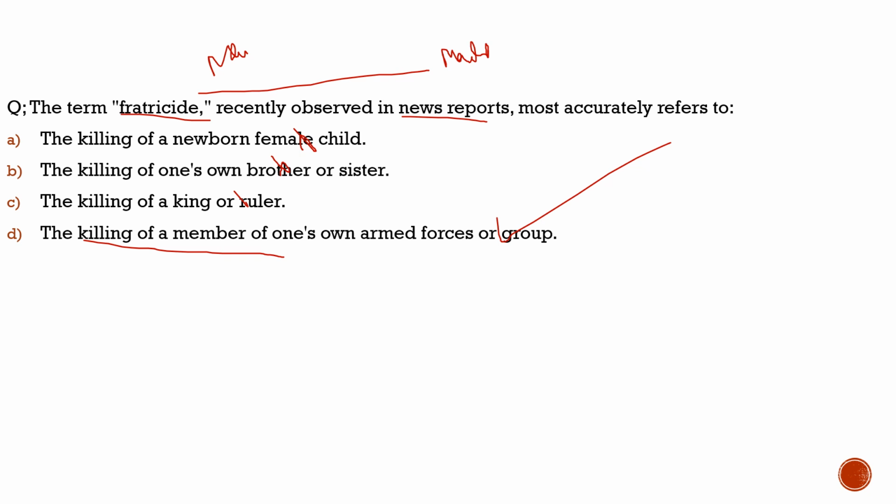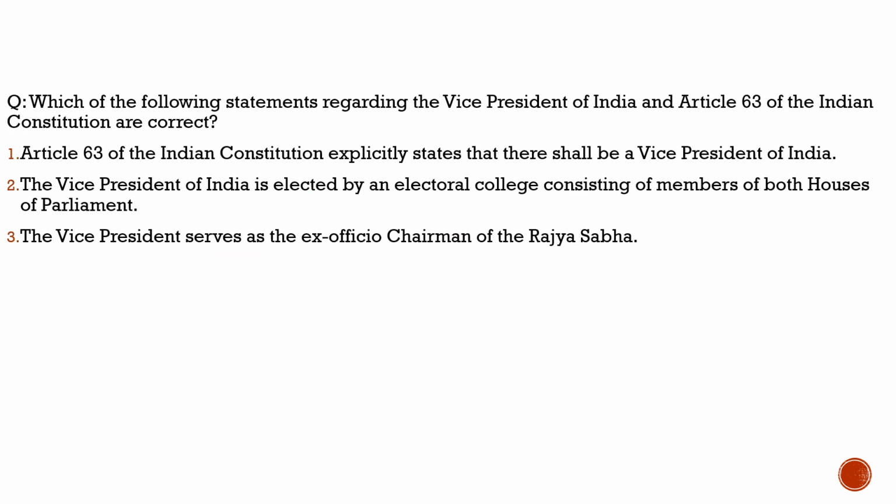So with this, we complete today's discussion of current affairs. Now let us shift our approach to the next part of our discussion, where we will solve a static topic based question. As you can see, the question is with respect to the Vice President of India. Recently, yesterday, we completed the office of the President. We discussed every aspect related to the President, and we discussed every possible question which can be asked with respect to the President.